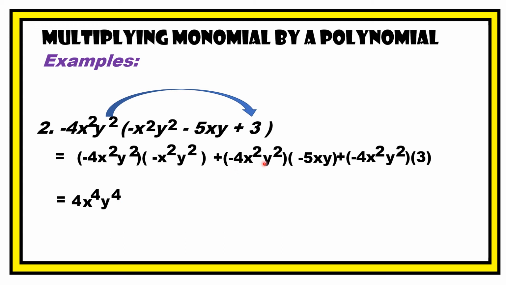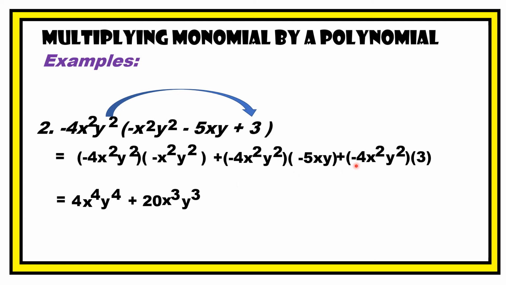Next, negative 4 times negative 5. We have positive 20. Then, x squared times x. So, add natin yung exponent. So, 2 plus 1. Copy natin yung base. So, we have x cubed. Then, y squared times y. So, copy natin yung base na y. Then, add yung exponent. So, 2 plus 1. So, we have 3. So, y cubed.